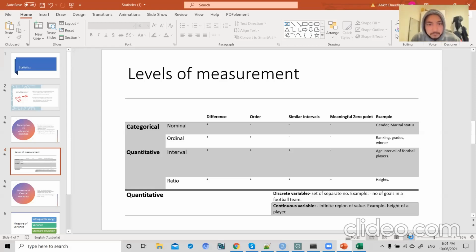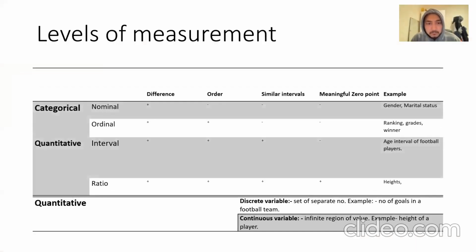Ratio is like your height, where zero is meaningful, meaning a person cannot have a height of zero; you will have a certain height. So the zero is meaningful there. Like a newly born baby will have some height, right? He or she will not be of zero height. So zero is meaningful there, and that's what we call ratio. In quantitative we have two variables, discrete and continuous.